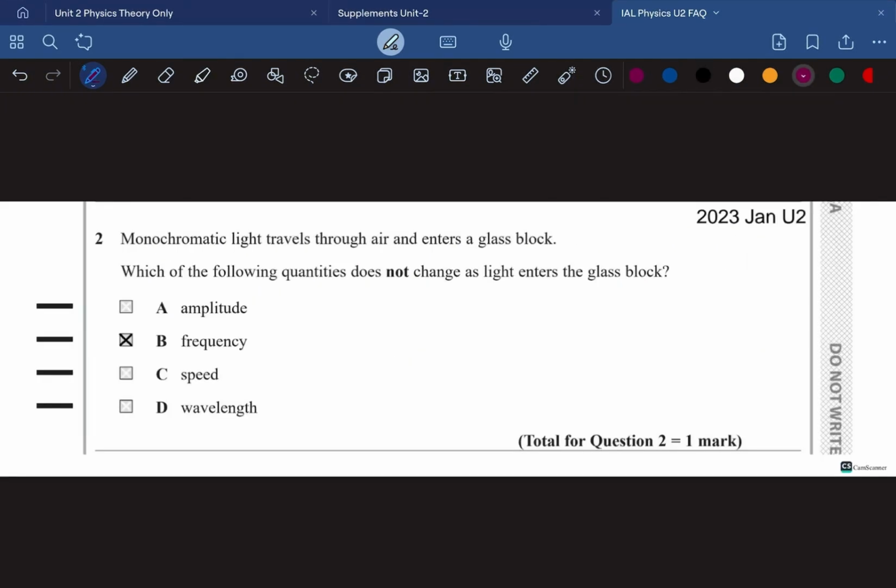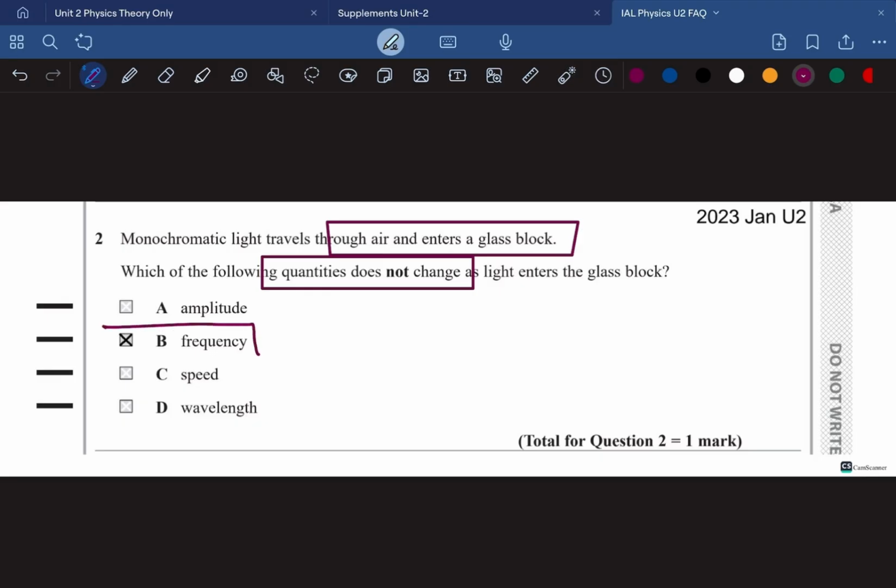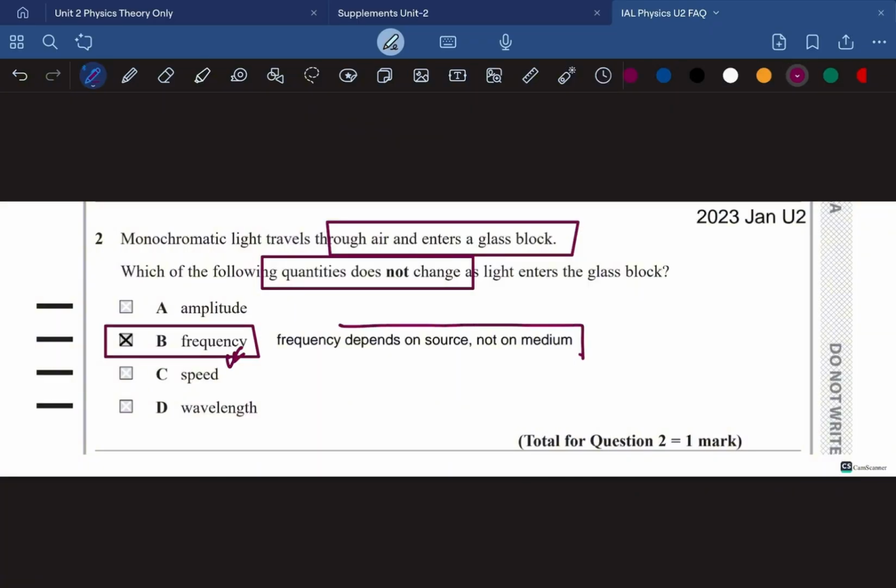Now this is another very typical question which says monochromatic light travels through air and enters a glass block. Something that we have seen in a lot of refraction questions, right? It says which quantity doesn't change. We know the frequency always doesn't change. Why? Because the frequency comes from the source and it is not changing. It depends on the source, not on the medium, whether it is entering air from glass or glass from air. It doesn't change because the frequency solely depends on the source rather than the medium it is traveling in.